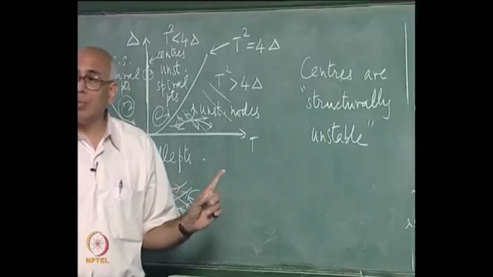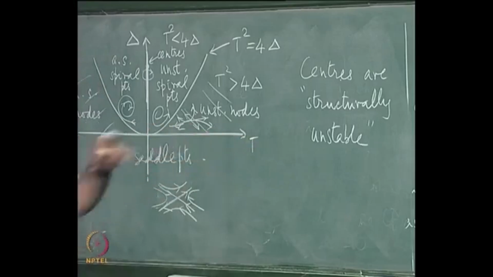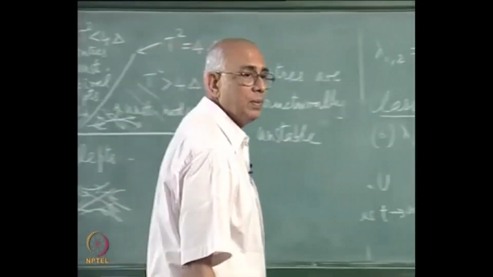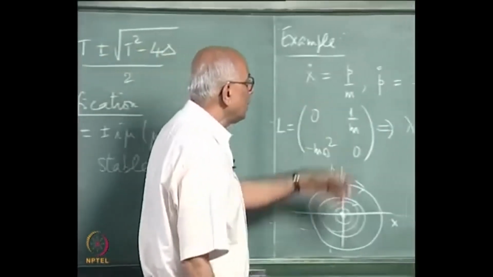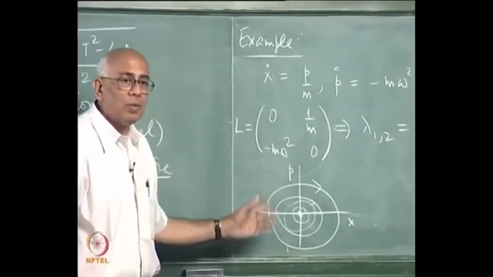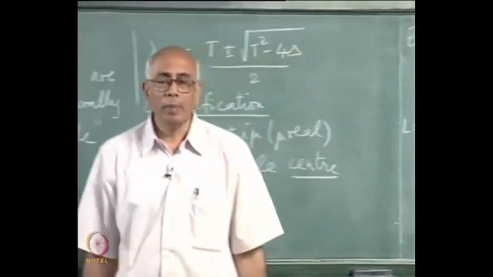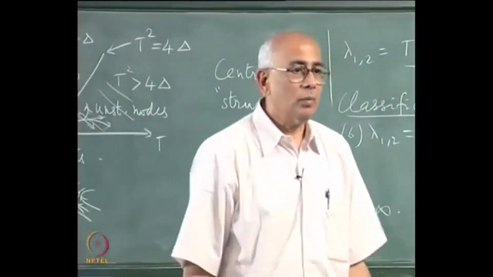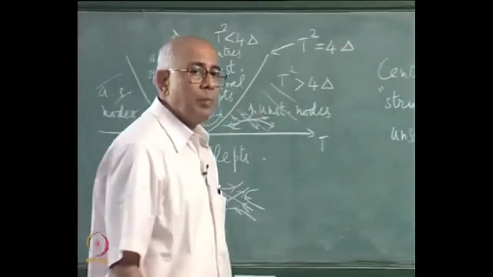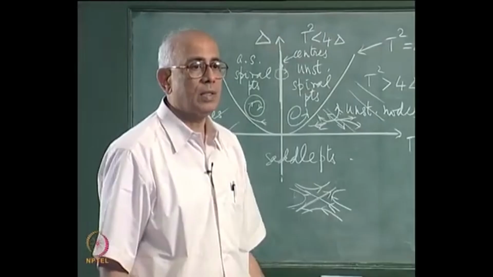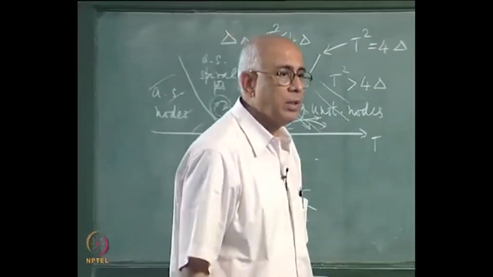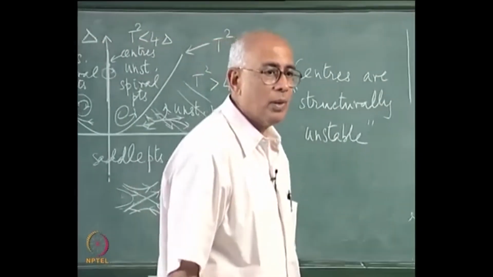What sort of physical motion does that example of a center correspond to? You have pure imaginary eigenvalues. So what's special about this motion? Periodic motion. So this implies that periodic motion is structurally unstable. Small changes can get you completely away from periodic motion.